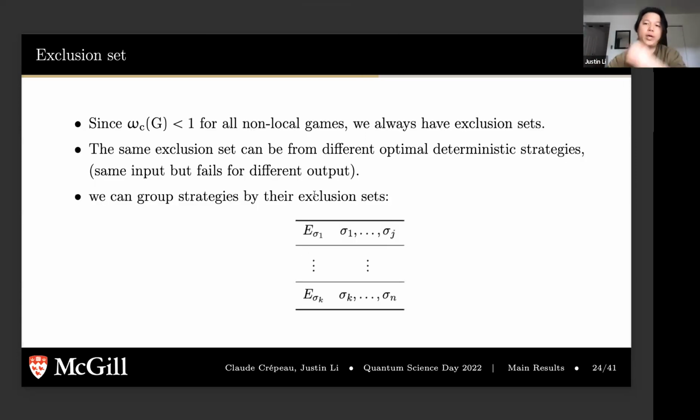And since there's more than one deterministic strategy for the game, and for the same set of inputs, or exclusion set, that the players would lose on, there's actually more than one strategy that arrives at the same set. We can group the set of deterministic strategies by this exclusion set, the set of inputs that the players will lose the game on using those strategies. So let's say, for example, the first exclusion set is only input 1, and the set of strategies is such that if players use those strategies and the input is 1, then they will lose the game. Then we can group the strategies by this exclusion set.